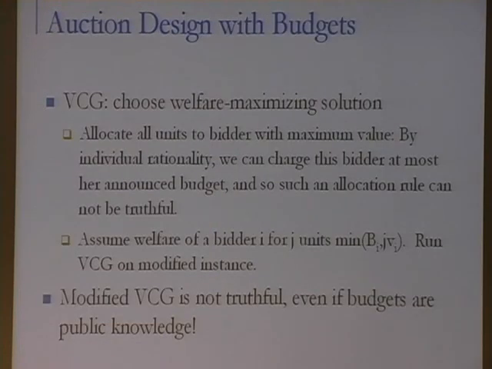So we could try to circumvent this problem. A natural way to do that would be to cap the welfare of a bidder to be his budget constraint. So if your value is infinity, but your budget is 0, I'm not going to allow you to have more than a 0 welfare for that allocation. And again, this modified algorithm, modified VCG I call it, is not truthful, even if the budgets are public knowledge.